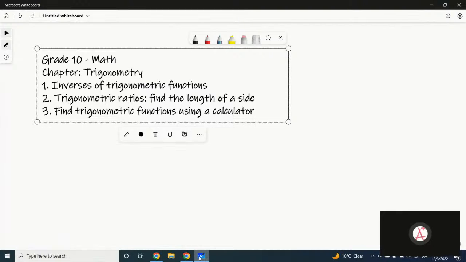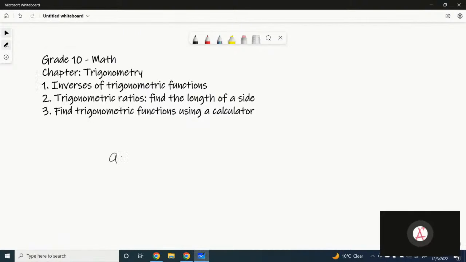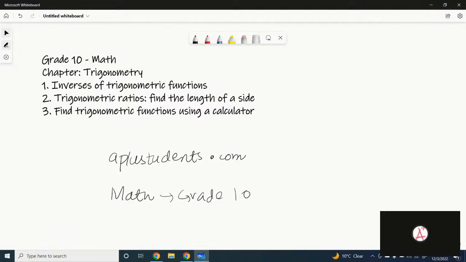So we're going to start with grade 10 maths. You can find all the lessons on aplusstudents.com. You have to log in there using your email address and password as provided by the administrator. Then select math from the subject tab, scroll down to grade 10 maths, and click on view all lessons.